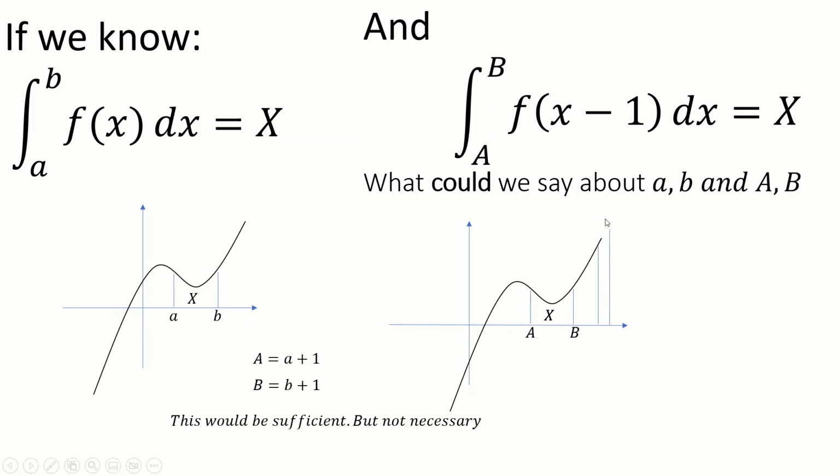Let's say that this smaller sliver here was just x again, and I could just have a and b be whatever I wanted them to be. So it's sufficient to say that you could move a and b over by one place to get the same answer, but it's not necessary. You could do a wild number of other things.